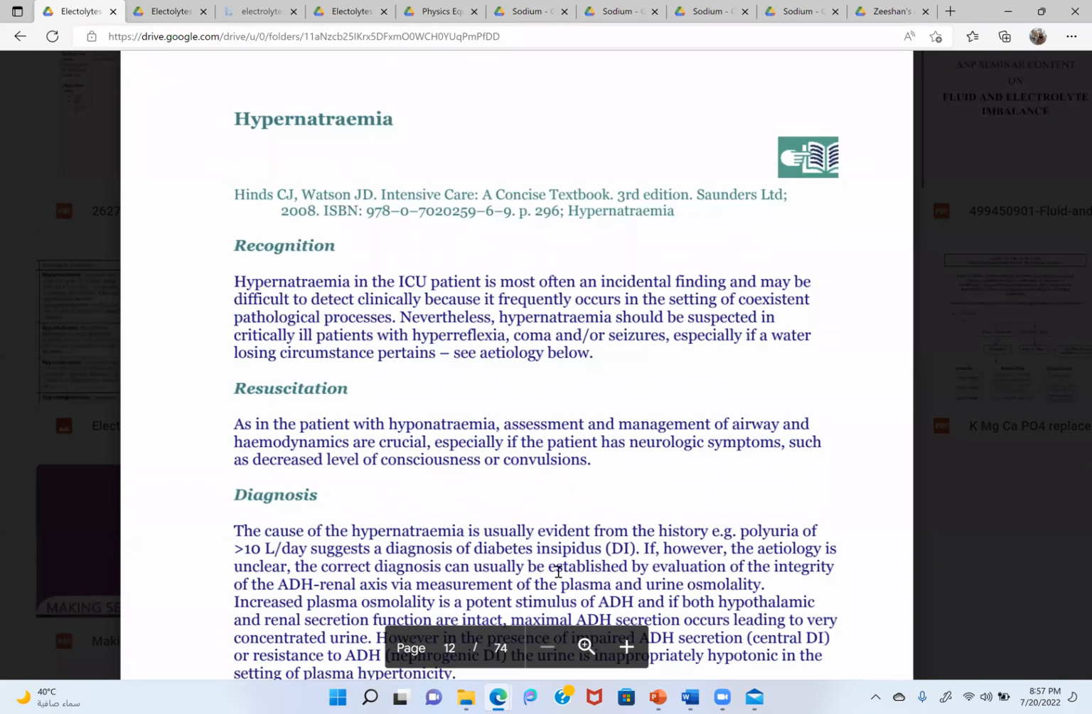So now a few words about hypernatremia. Okay, usually hypernatremia, if it occurs, will be either with high volume, or with isovolemia, euvolemia, or with less volume. Okay, so what may be the probable cause of low volume?